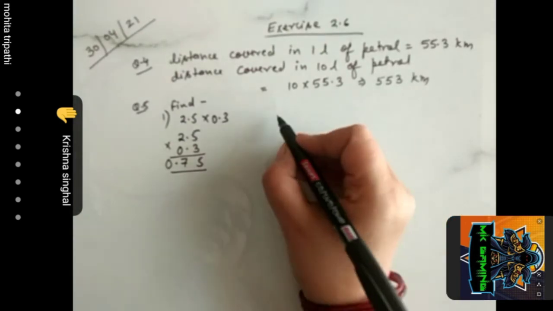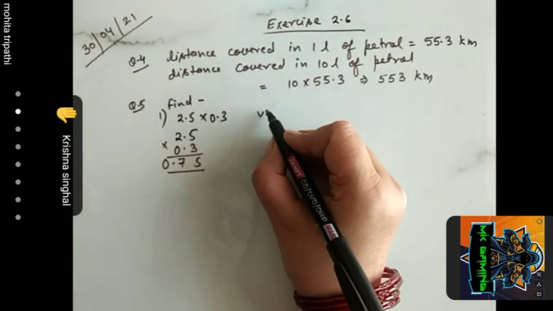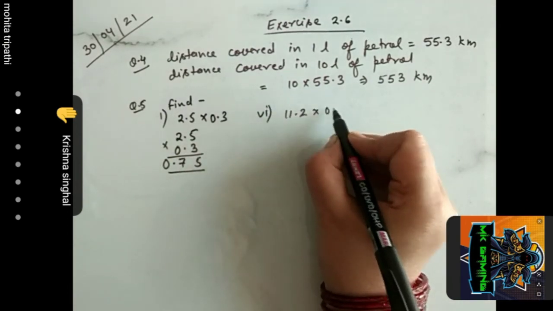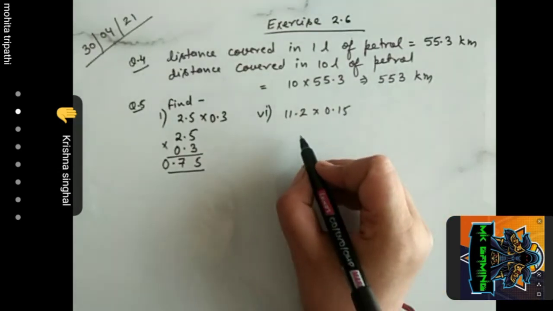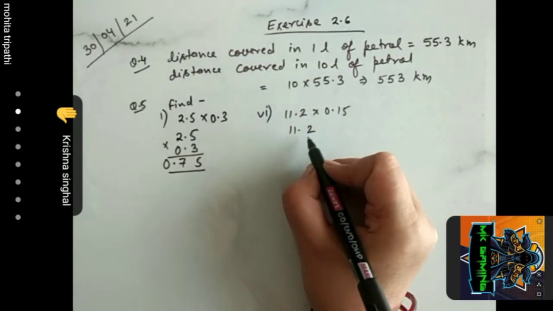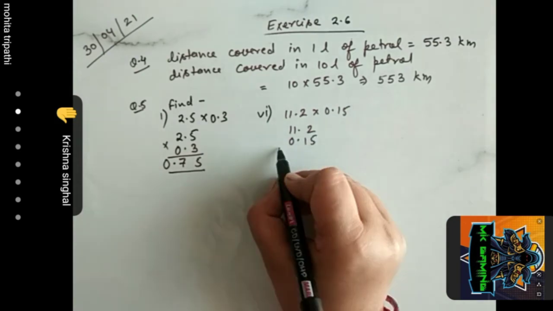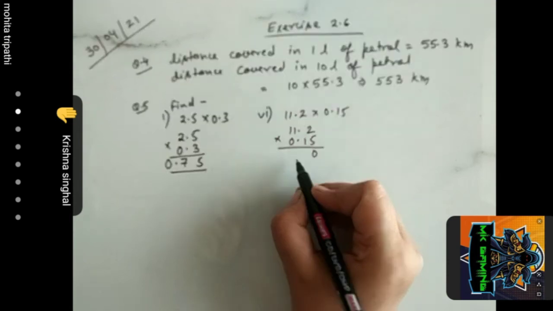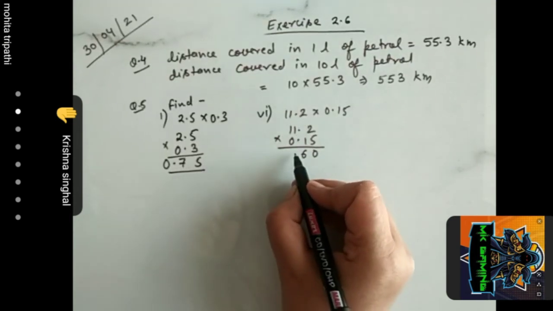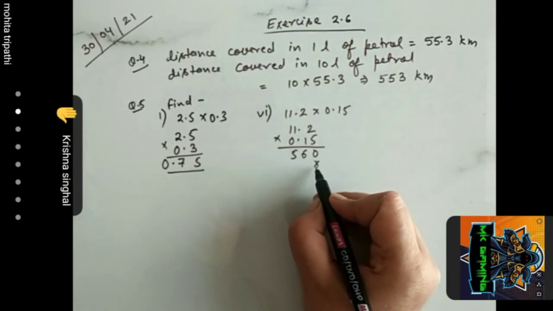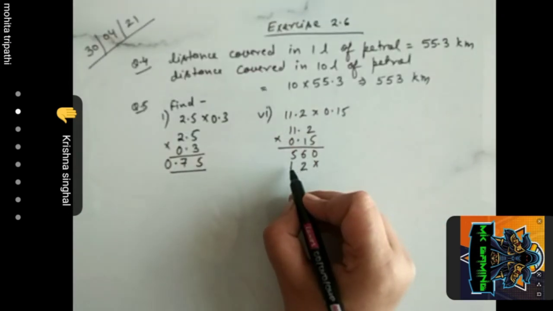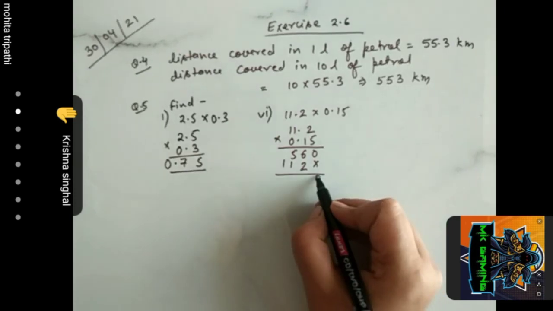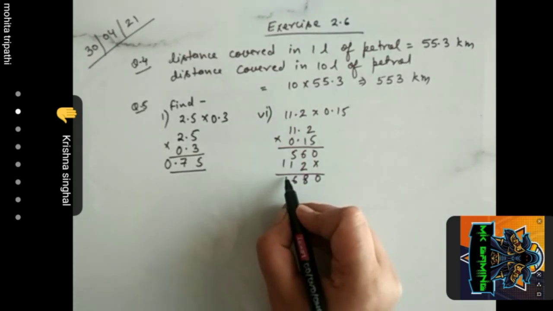Okay, let us see one more example. For example, the sixth part is here. 11.2 will be multiplied by 0.15. Now we will do the multiplication. 5 2s are 10, 5 1s are 5 and 6, 5 1s are 5, and we will multiply by 1, 2, 1, 1. No need to do the multiplication by 0. It will be 0, 8, 6, 1.